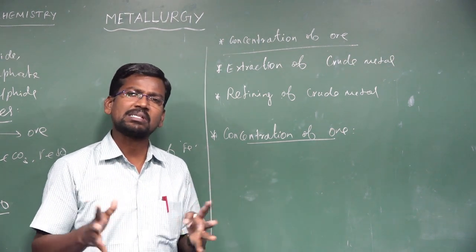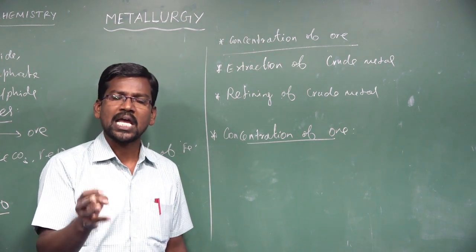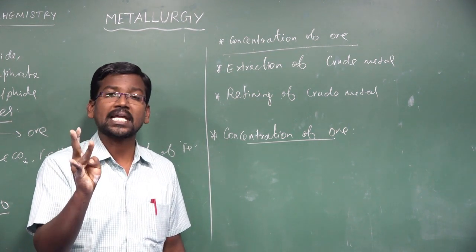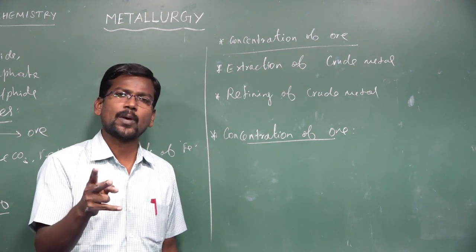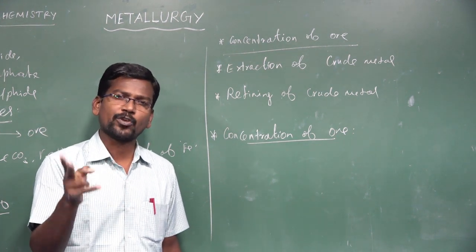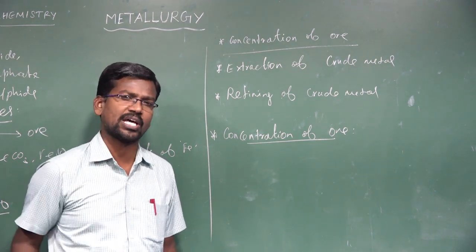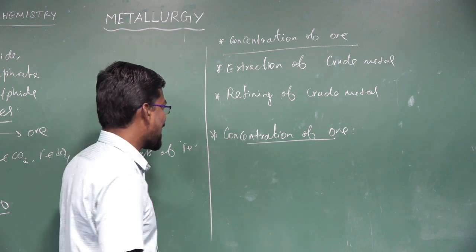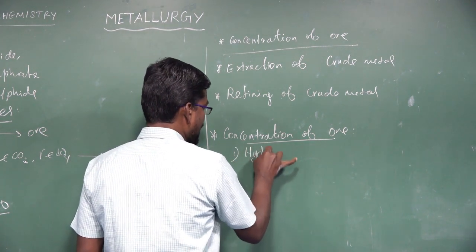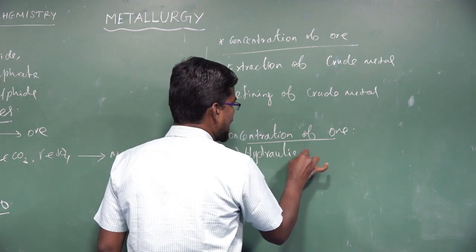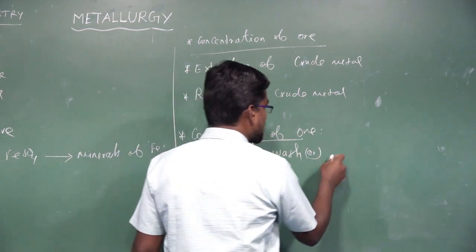Several methods are available. The choice of method depends upon the nature of the ore, the type of impurity and the environmental factors. It consists of different methods. The first one is hydraulic wash, or gravity separation method.